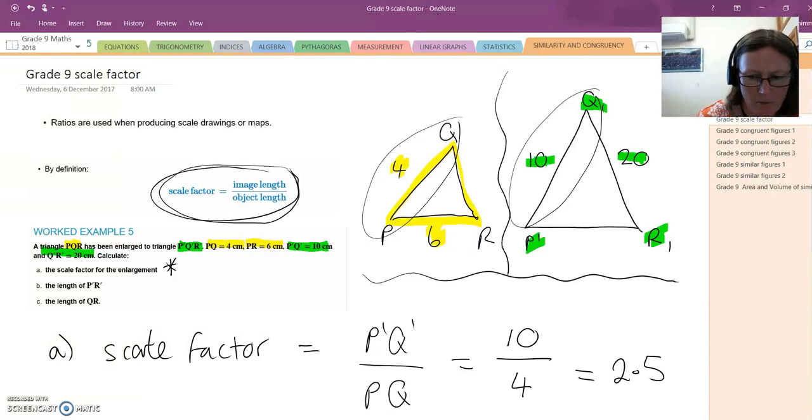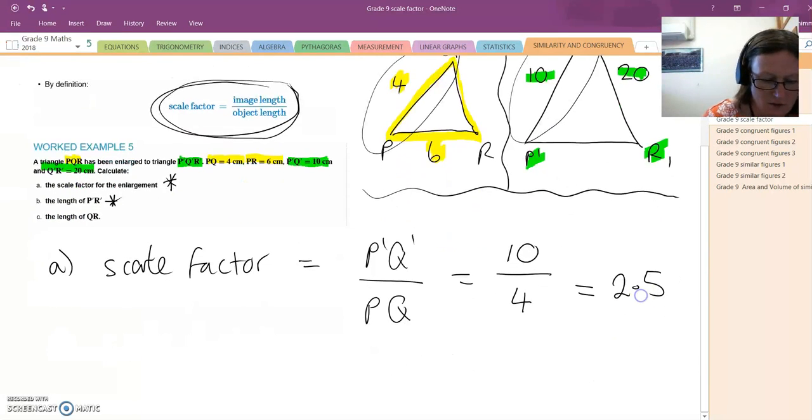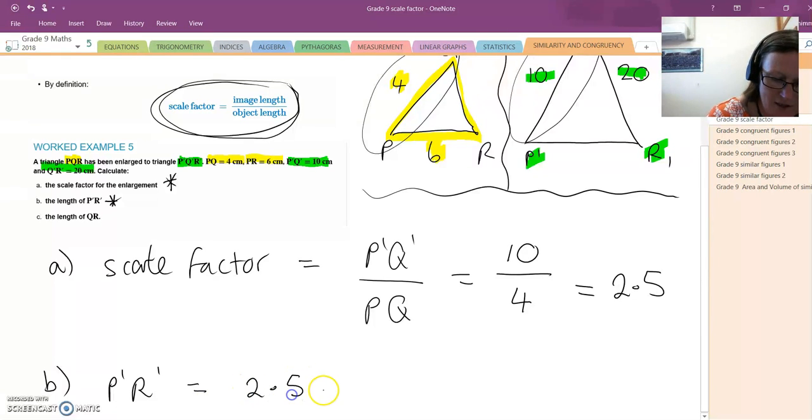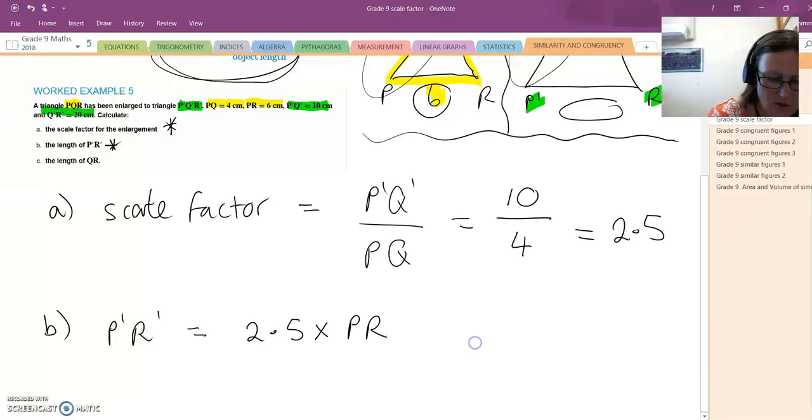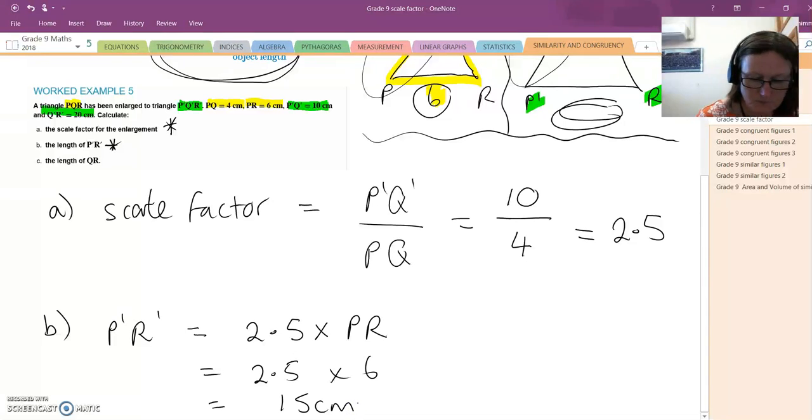So if it's blown up by a scale factor of 2.5, we can then work out the length of P'R'. So what is the length of P'R'? Well, what we do is we get our scale factor and times it by the length of the original PR. So we're trying to work out what this is. We know it started as 6. So if we times our 6 by 2.5, that will tell us what this length is. And 6 times 2.5 is 15 centimetres. So this length is 15 centimetres.